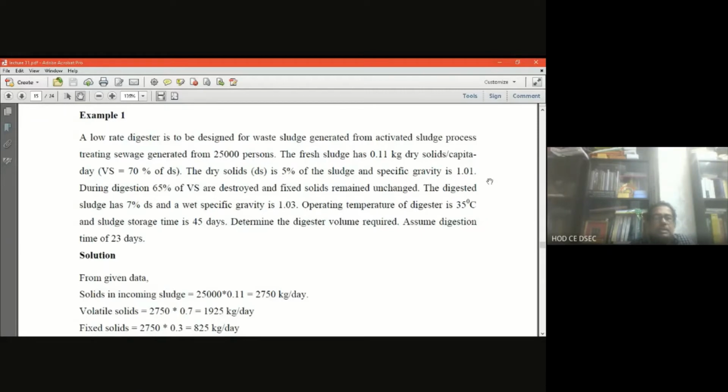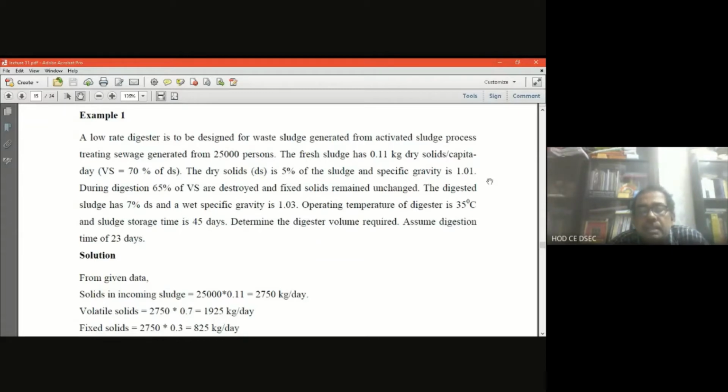The digested sludge has 7% dry solids and its specific gravity is also given. For the fresh sludge also, the specific gravity and the percentage of dry solid are given. So kindly note that the percentage of dry solid and the specific gravity, both for the fresh sludge as well as the digested sludge, are given. Now the operating temperature of the digester is 35 degrees centigrade and sludge storage time is 45 days. Sludge storage time is required for calculating the storage volume, that is, of the digested sludge.